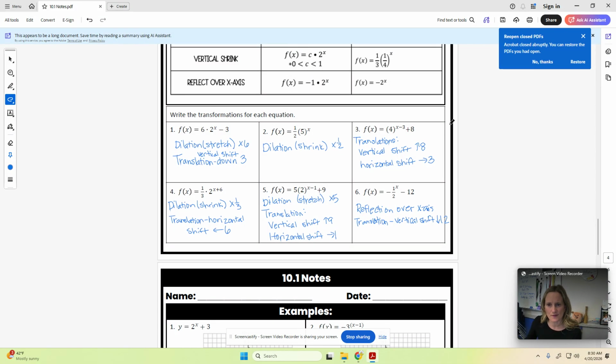So those are our transformations and identifying them from the function itself. I'm going to stop here. There are 6 examples with graphs, and so I will make that in the next video.